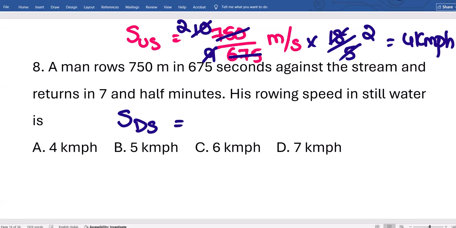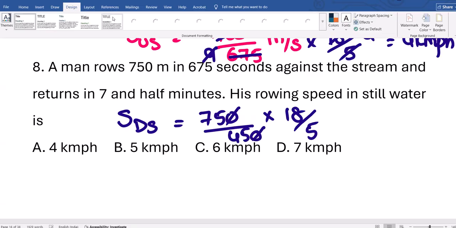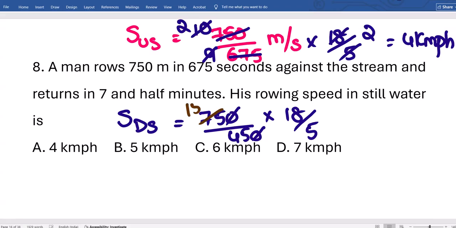Now distance is 750, 7.5 minutes, right? So 7.5 minutes. So you can convert into seconds, 420 and 30, 450, right? Now we have to multiply this with 18 by 5 to convert into kilometer per hour. This is 5 9 times, 5 15 times, 5 9 times, 9 ones, 9 2 times, 5 ones, 5 3 times. We got 6 kilometer per hour is downstream.